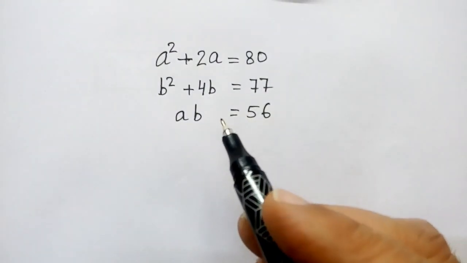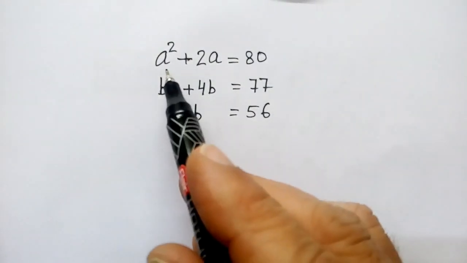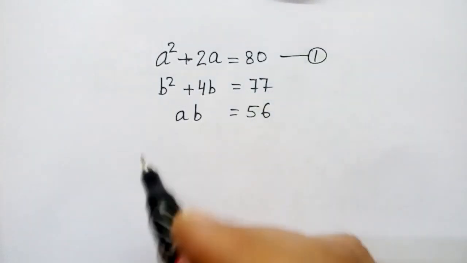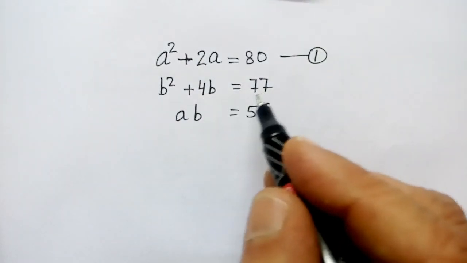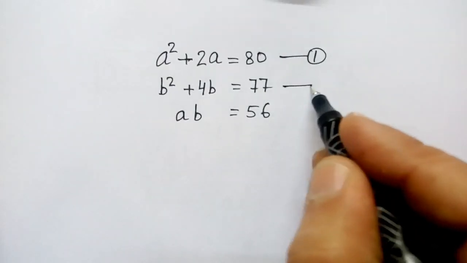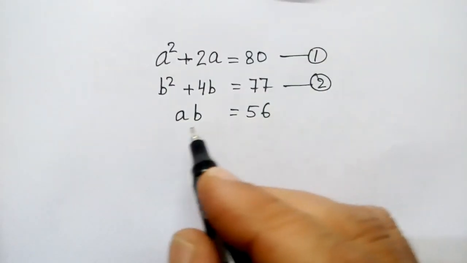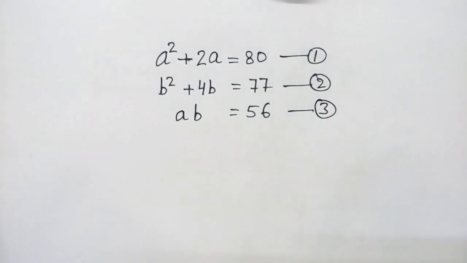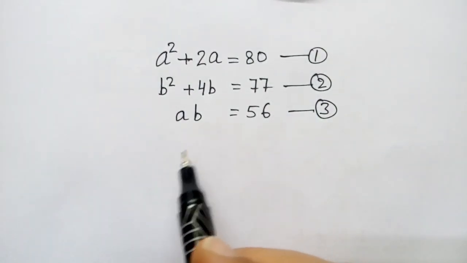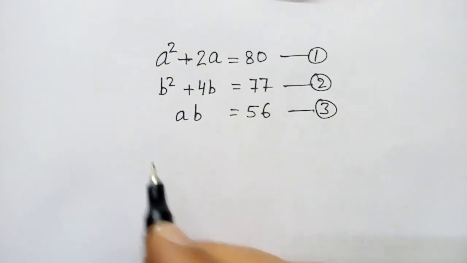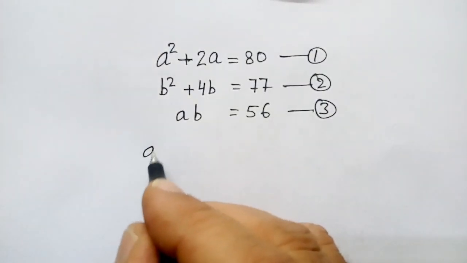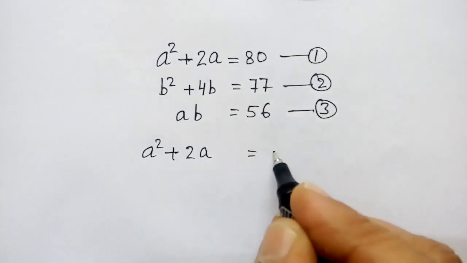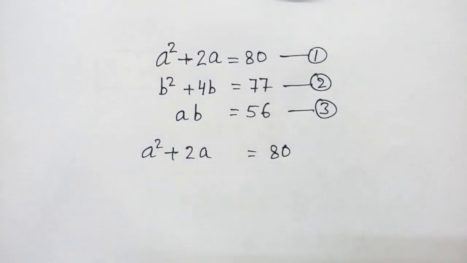Hi friends, we have awesome equations: a square plus 2a is equal to 80, equation first, and b square plus 4b is equal to 77, equation second, and ab is equal to 56, equation third, right? So we have to find out the values of a and b, right? So let's start. a square plus 2a is equal to 80, right?